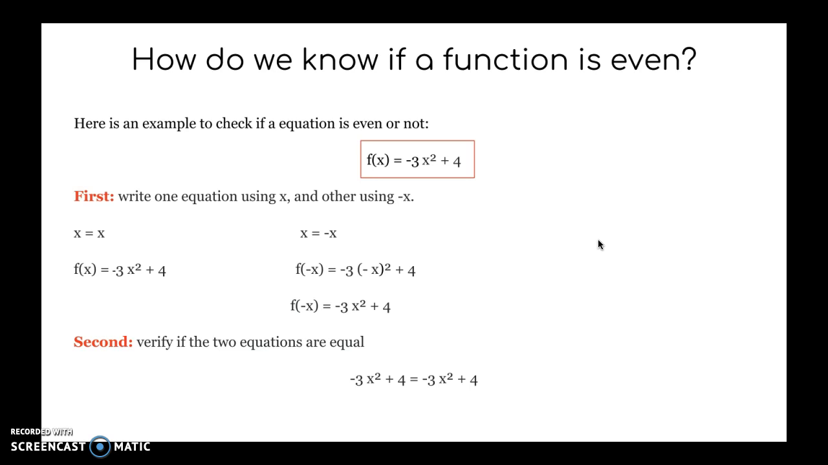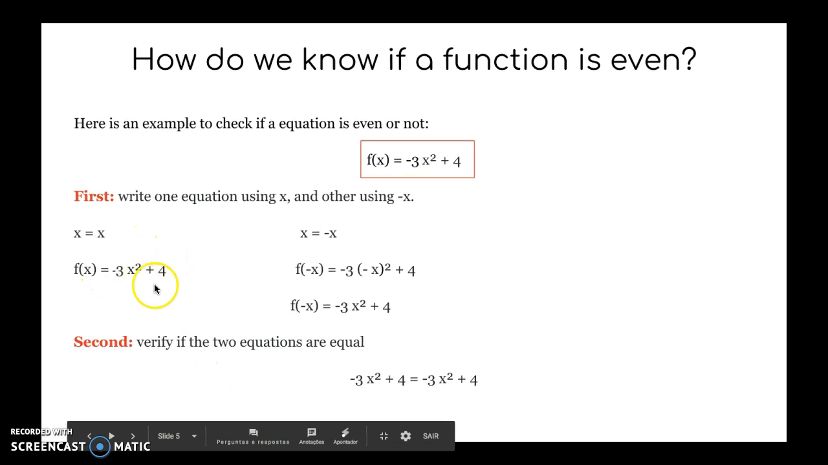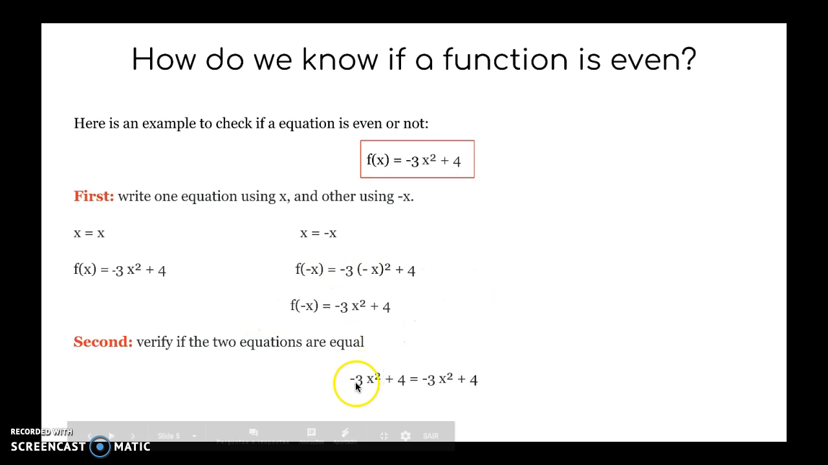Here's an example to check if an equation is even or not. We use this equation to help us understand, which is negative 3x squared plus 4. The first thing we'll do is write one equation using x and another using negative x. The one using x will give us the same, and the one using negative x will give us negative 3 times negative x squared plus 4, which will give us negative 3x squared plus 4. Second step is to verify if the two equations are equal. So we can clearly see that this equation over here, f of x, is equal to this equation here, f of negative x.